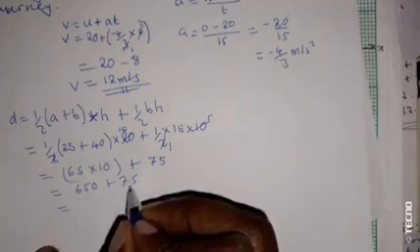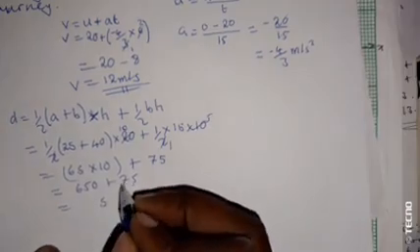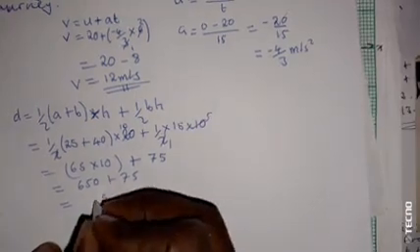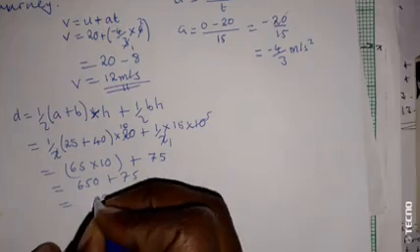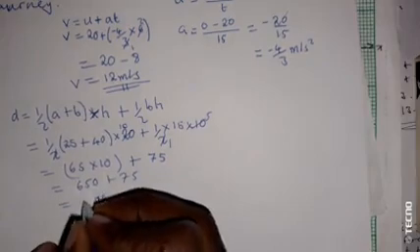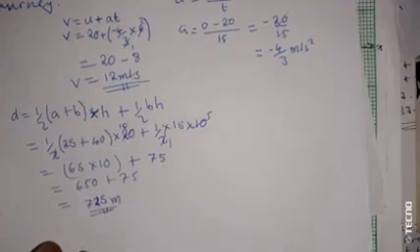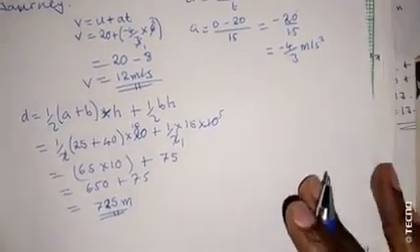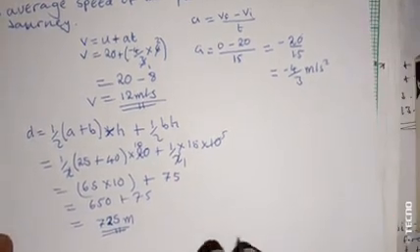What's the answer? This and this, 5 times this one will get 5. Then this one here is 7. 7 there, you get a 2 this side. Okay, you get a 2. Then this one here, you get 725 meters. So this is what? The distance. It's the distance. Now the question, they want us to find the average speed of the particle for the whole journey.